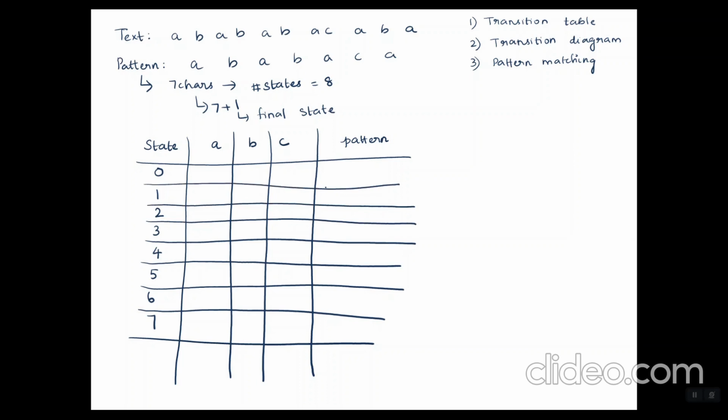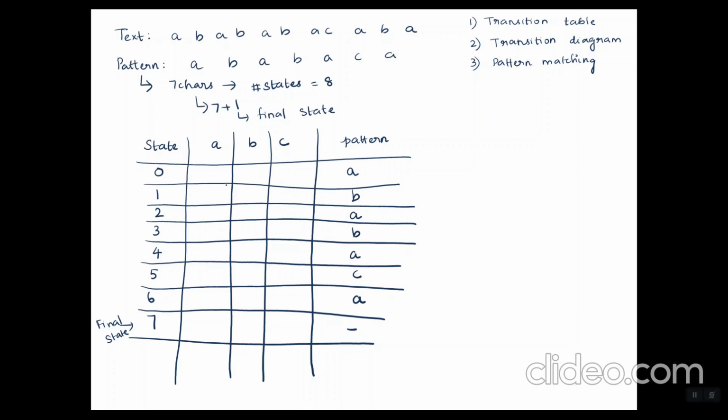The next step is to fill in the last column. The last column is nothing but whatever pattern is given to us, I am just going to write the pattern in the same order in the last column. The first character in the pattern is A, so A is written first. The second character is B, B is written next. So A, B, A, C and A. Finally I don't have any character because this is going to be the final state, so I am not going to add any characters here. Whatever pattern was given to me, I am just adding it at the end of the table.